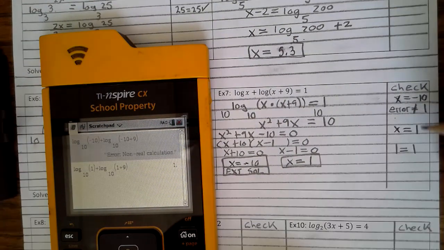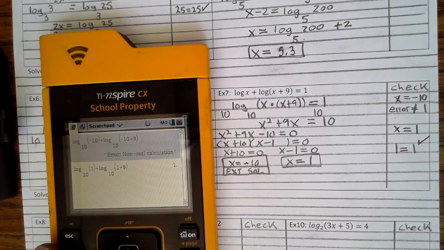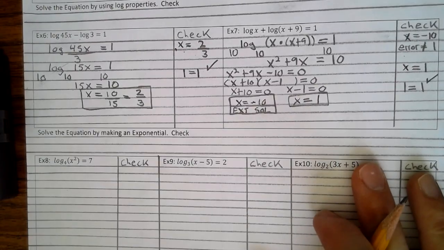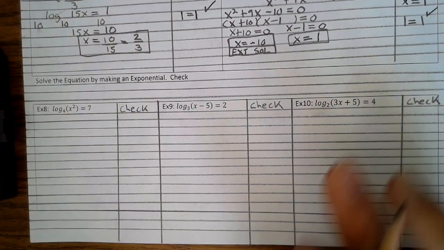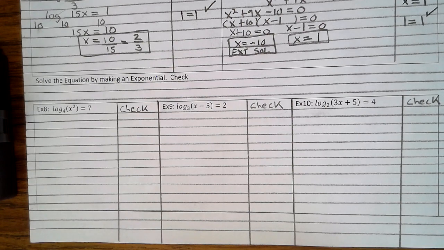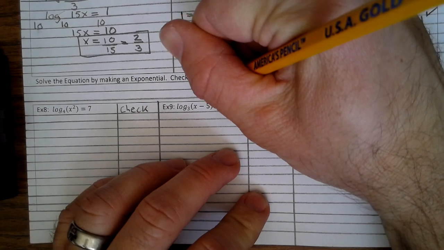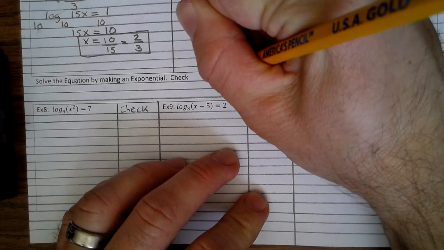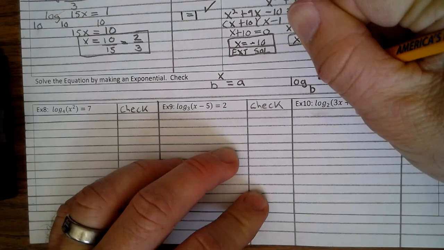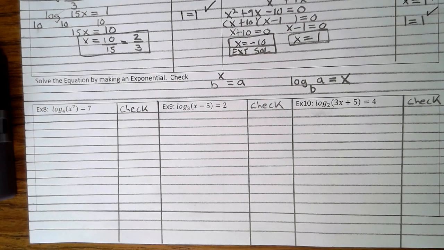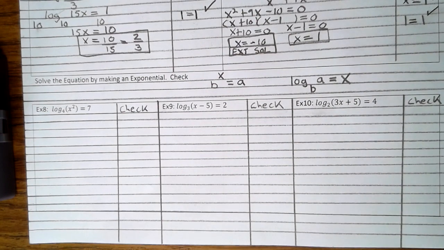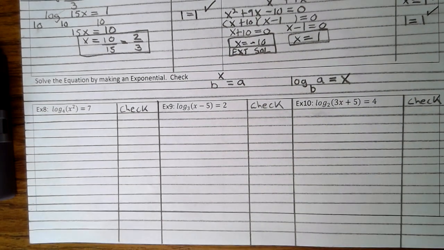Solve the equation by making an exponential. Now, what you need to do from that is use your notes, that b to the x equals a, and log base b of a equals x. And I'm going to double check my notes real quick on page 67 just to verify that I have that correct. I suggest you do the same. It is correct.